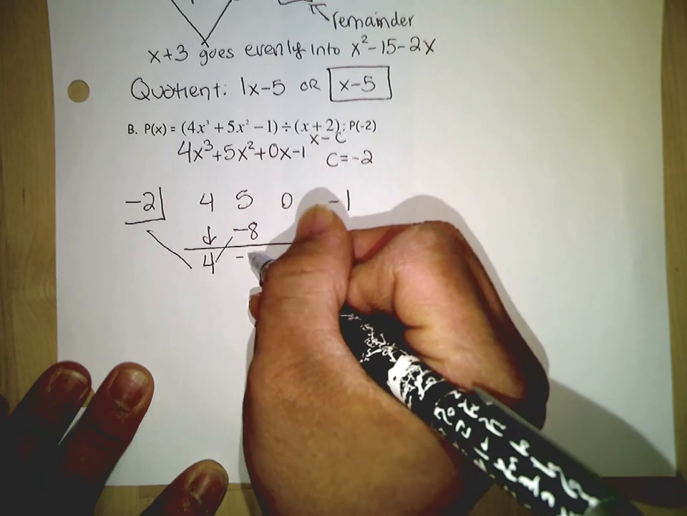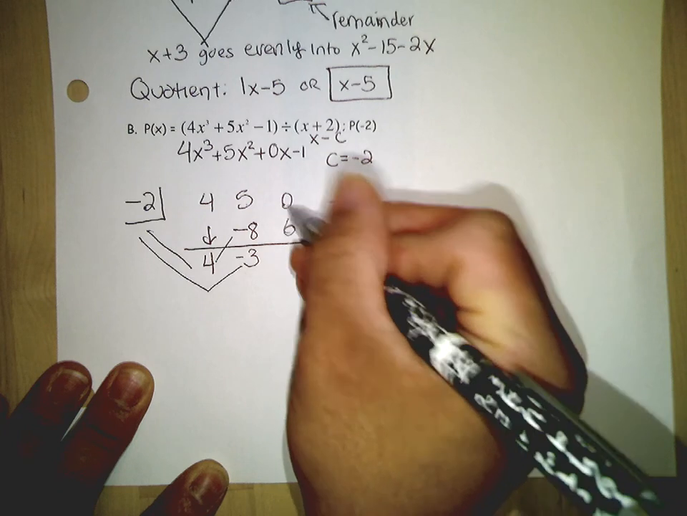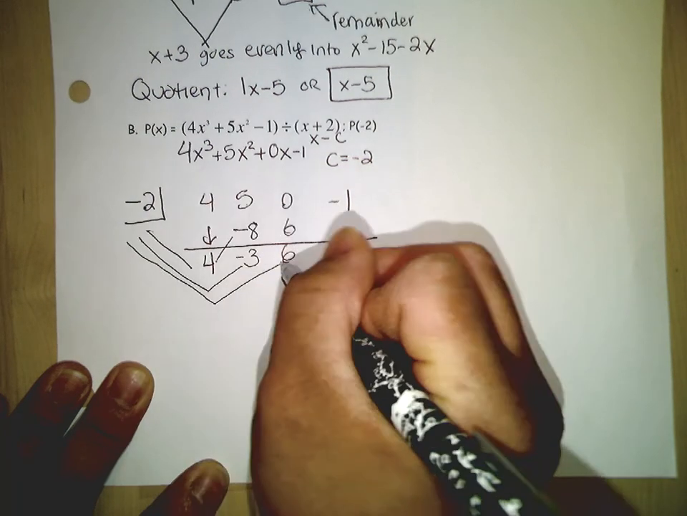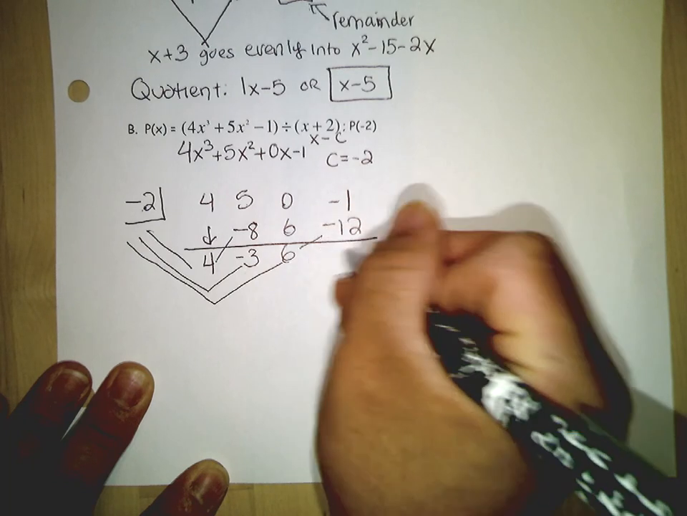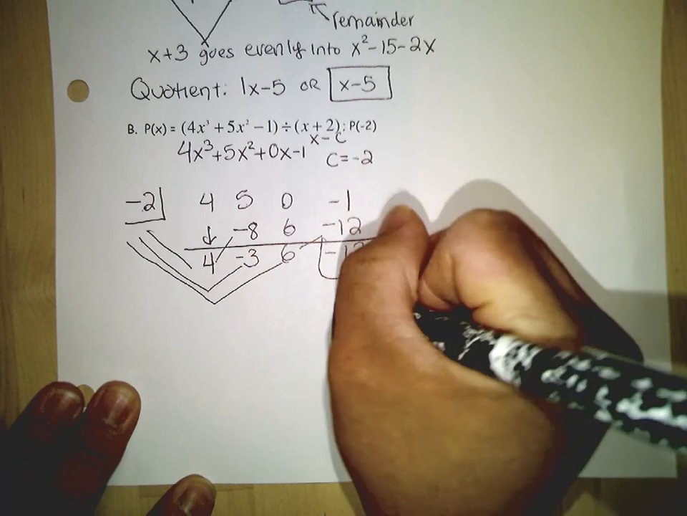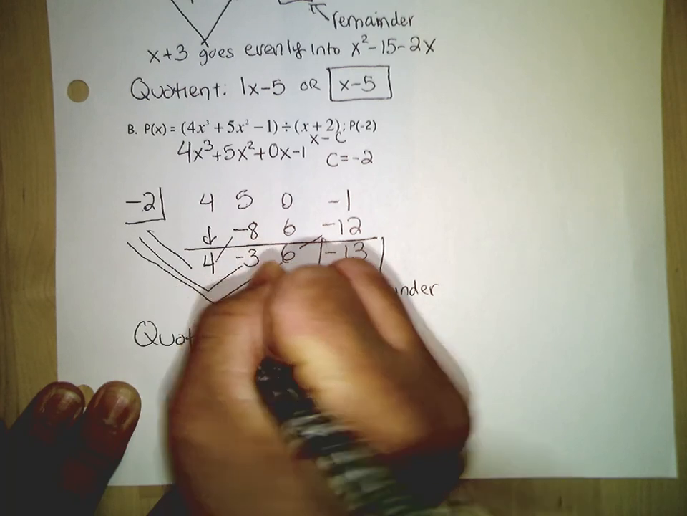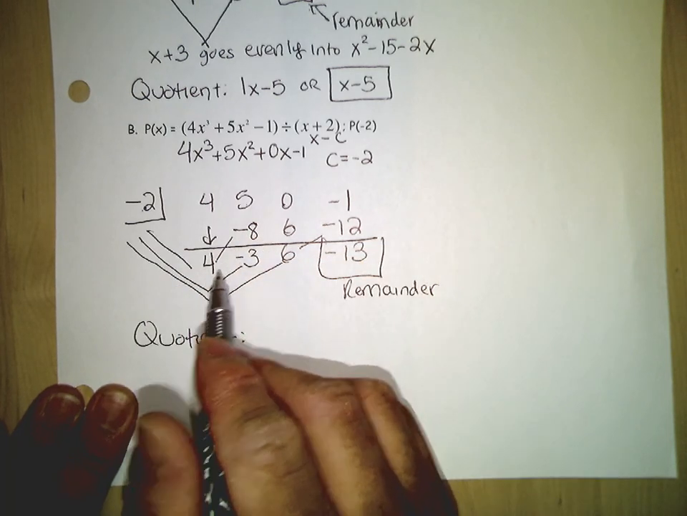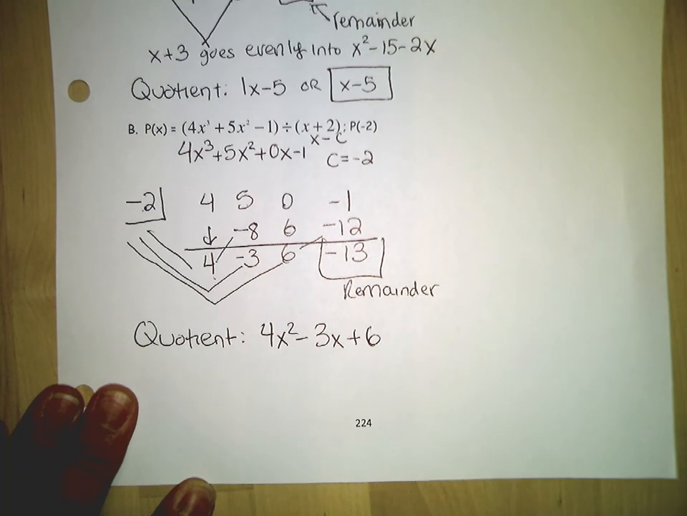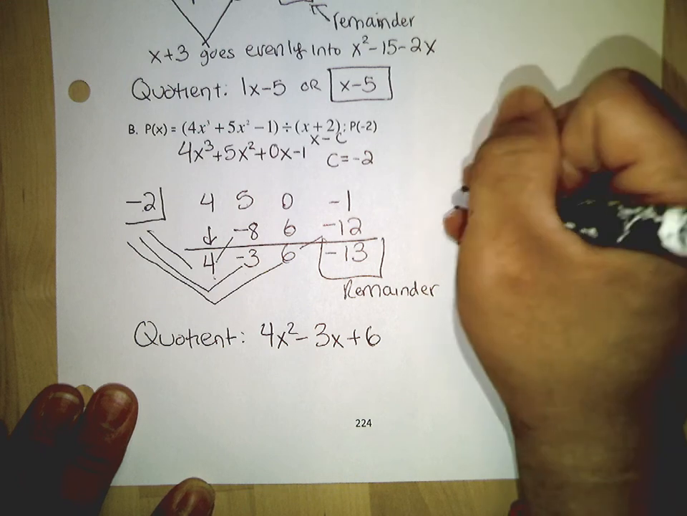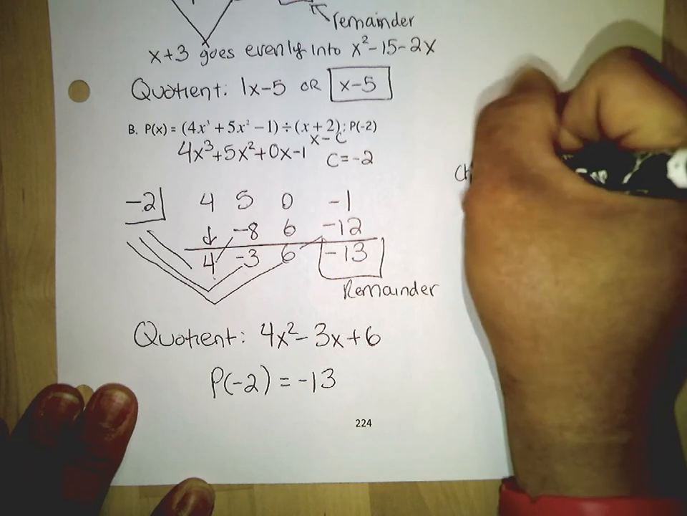Add 5 minus 8, negative 3. Multiply. Negative 2 times negative 3 is 6. Add 0 plus 6, 6. Multiply. Negative 2 times 6 is negative 12. Add to get negative 13. So this is the remainder. That means the quotient will be, remember these are the coefficients for the quotient, 4x squared minus 3x plus 6. And that means p of negative 2 should be negative 13, but we can check that.